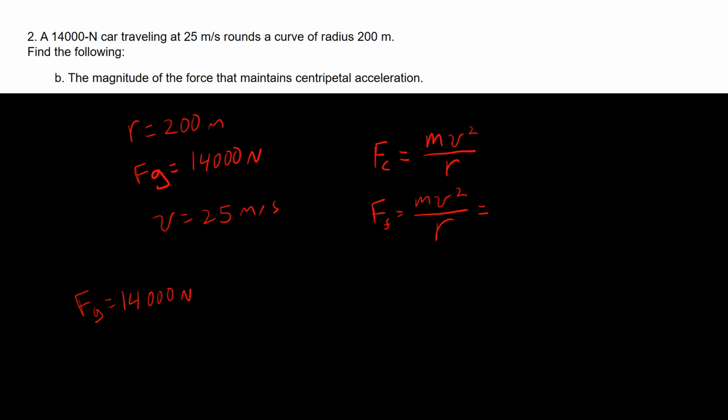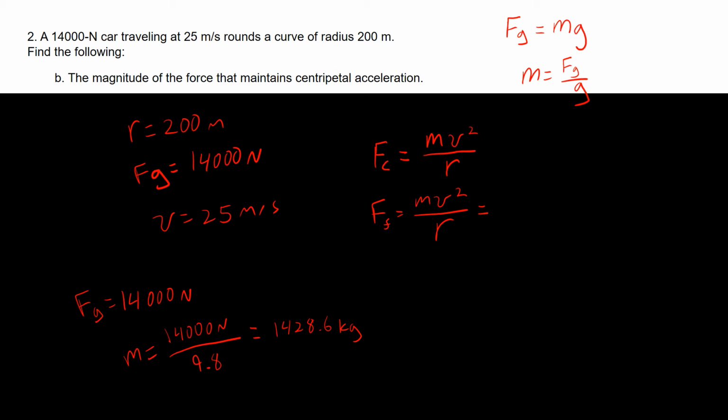So let's quickly look at how you solve for that. Force due to gravity equals mass times the acceleration due to gravity. So if I want the mass, it's going to equal the force due to gravity divided by the acceleration due to gravity. That means mass equals 14,000 newtons divided by 9.8. I plug that in my calculator and get roughly 1428.6, and that's kilograms.